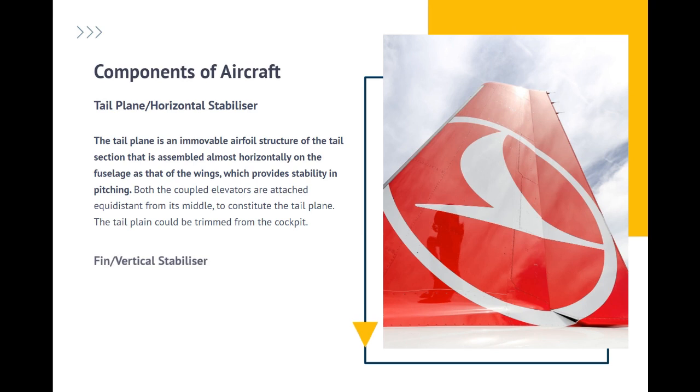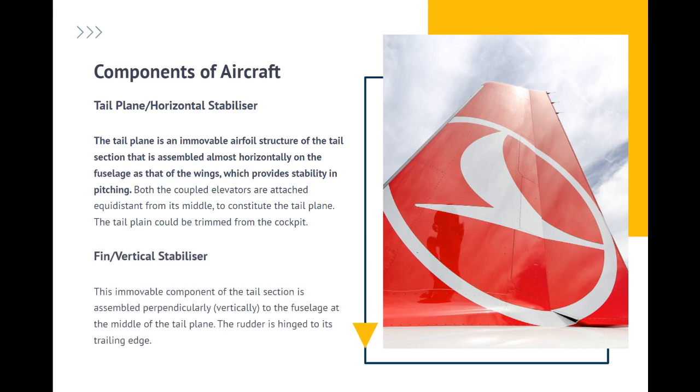Tailplane or horizontal stabilizer. The tailplane is an immovable airfoil structure of the tail section that is assembled almost horizontally on the fuselage as that of the wings, which provides stability in pitching. Both the coupled elevators are attached equidistant from its middle to constitute the tailplane. The tailplane could be trimmed from the cockpit. Fin or vertical stabilizer. This immovable component of the tail section is assembled perpendicularly, vertically, to the fuselage at the middle of the tailplane. The rudder is hinged to its trailing edge.